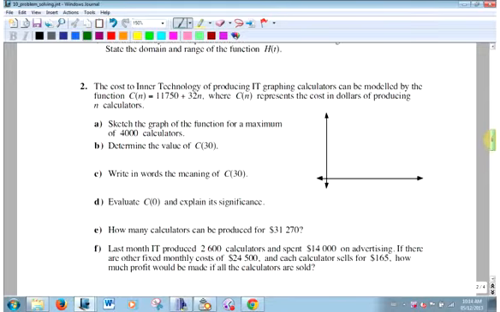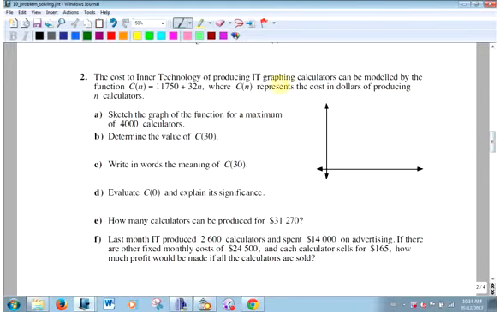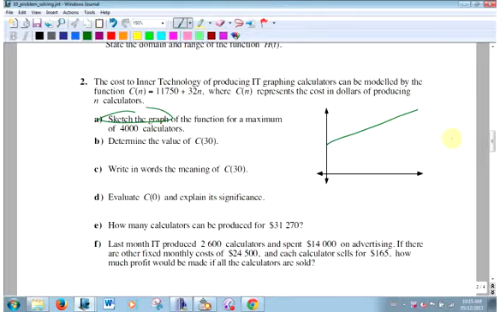And for number 2, this is a cost of graphing calculators. How ironic, okay? Here's the function. It's going to look like this. Also, same thing, okay? Sketch the graph. There it is.